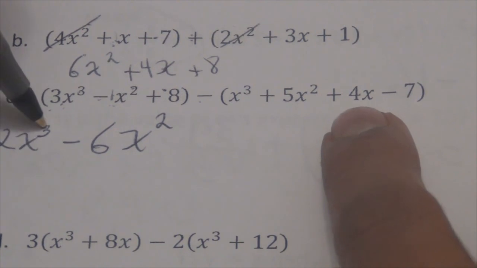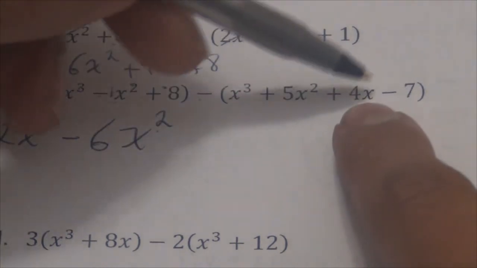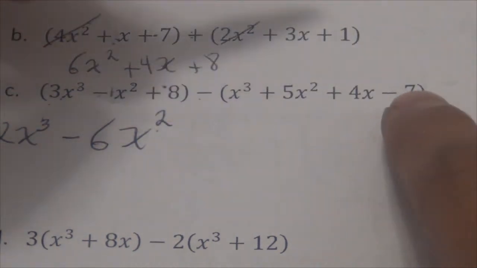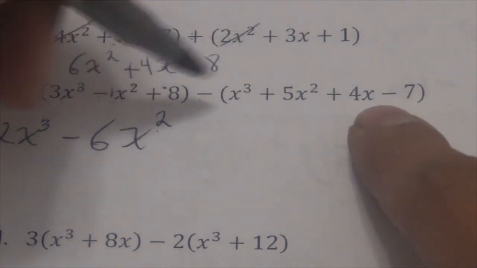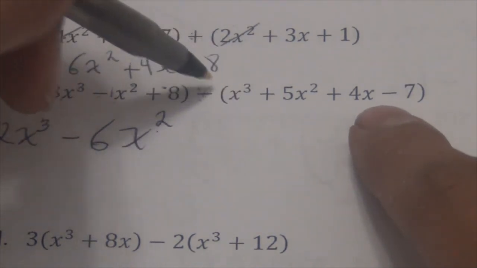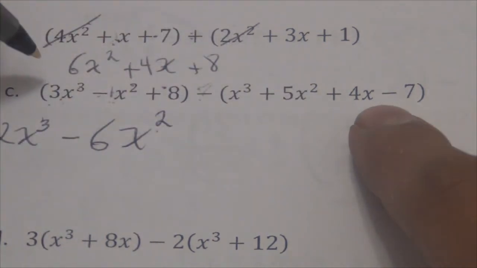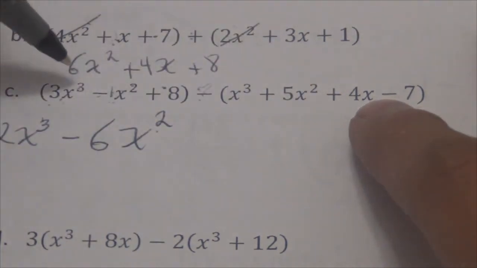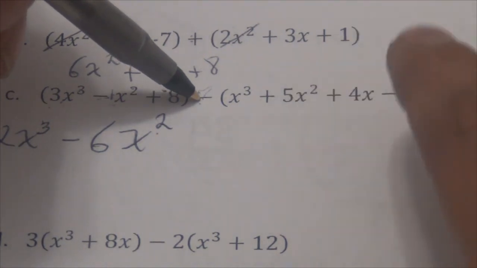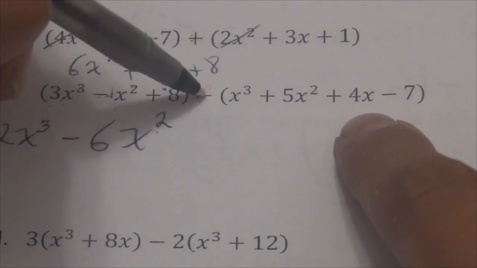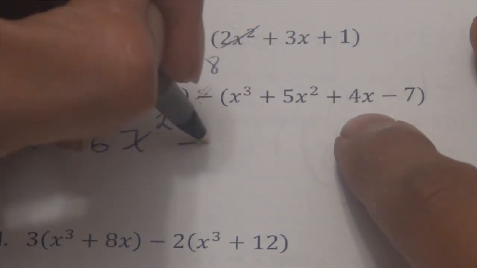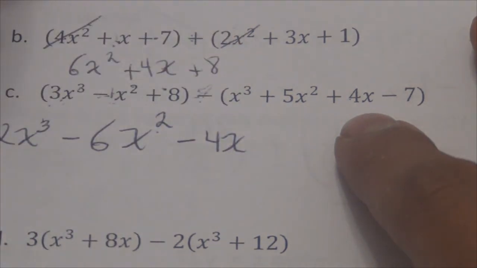Now we have 8 minus, we got x to the third, we got x squared. 4x goes with nothing. But remember something. You have a subtraction sign here, and subtraction is also distributive. We have a 4x, but we have a minus sign here. So the minus multiplies the 4x. Negative times positive is negative. So we have minus 4x, right?